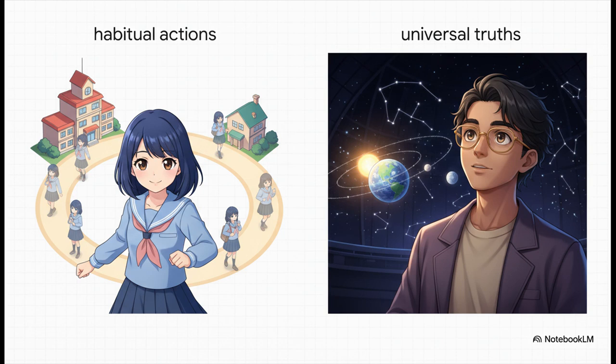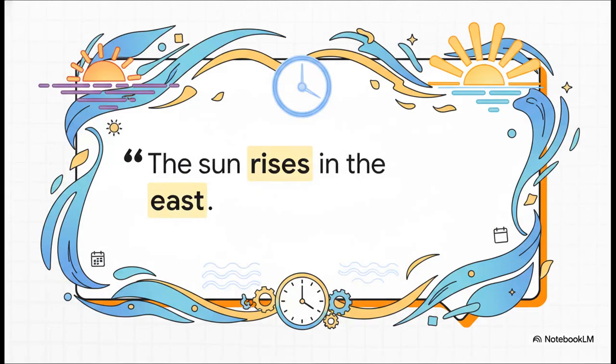Well, the notes point to two main jobs. First, for habits, things you do over and over again. And second, for universal truths, facts that are just always true. This is the classic example of a universal truth, right? The sun rises in the east.